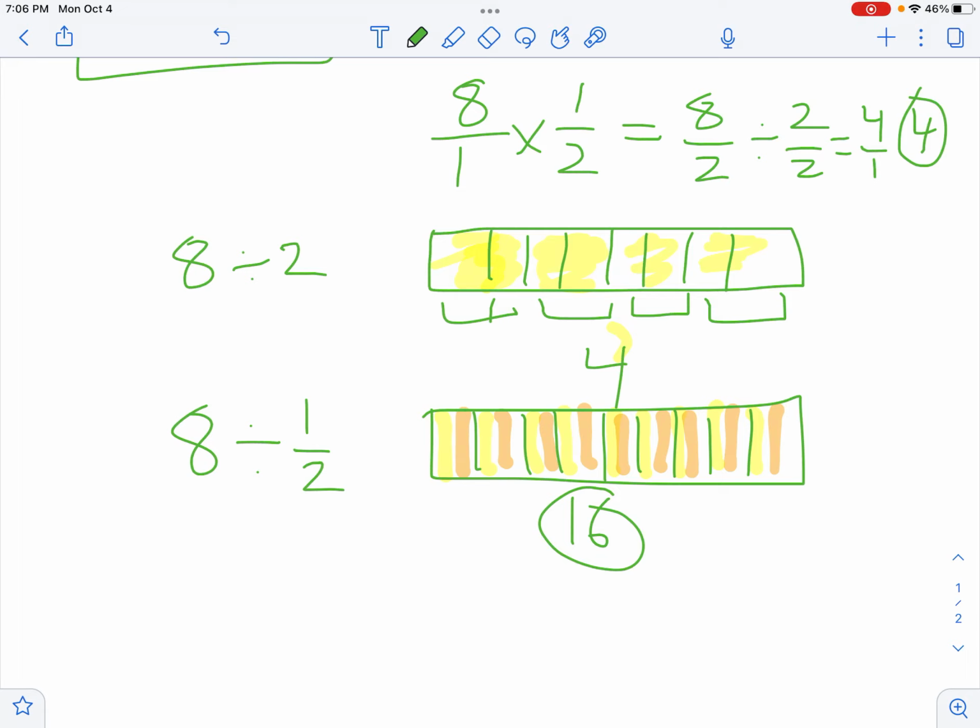Sometimes it helps to think of it as, if you can fit an apple into one of the boxes, how many half apples can you fit? Well, if there are 8 boxes, I can fit 2 half apples in each box. That's 16 half boxes. So 8 divided by 1/2 is 16.